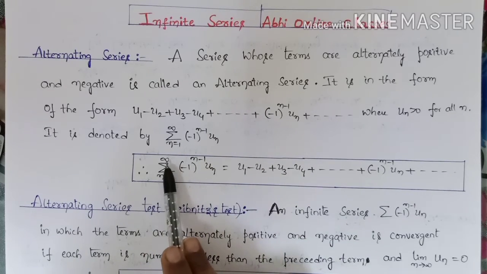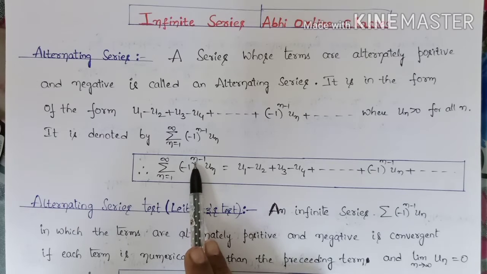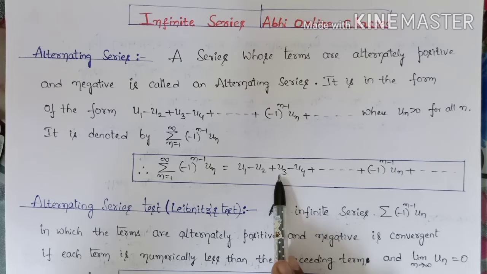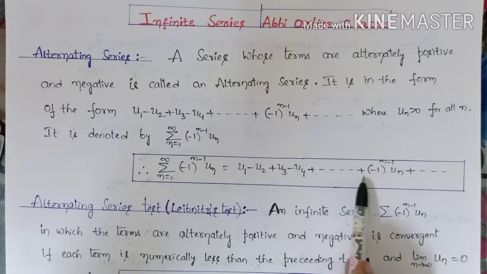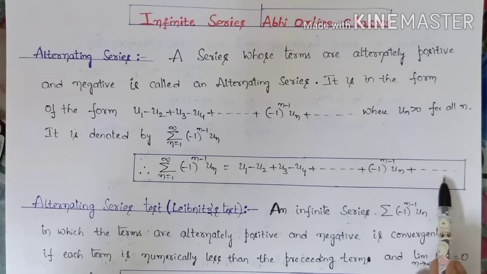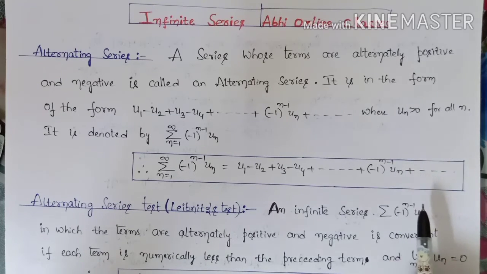Therefore, sigma n equals 1 to infinity (-1)^(n-1) un is equal to u1 minus u2 plus u3 minus u4 and so on, plus (-1)^(n-1) un and so on. This is an alternating series.